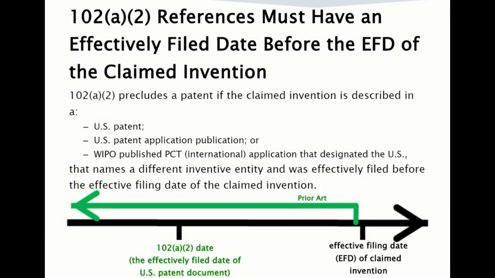Here we have a basic timeline for 102(a)(2). To qualify as a reference under 102(a)(2), the U.S. patent document must have an effectively filed date that precedes the effectively filed date of the claimed invention. It does not matter if the U.S. patent document is published after the effective filing date of the claimed invention.